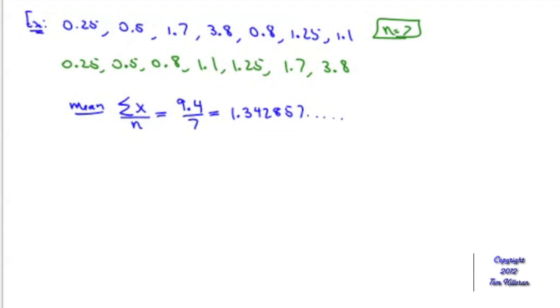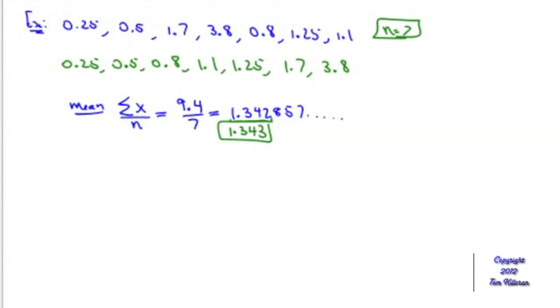Now, the maximum number of decimal places in my data is 2. The answer is going to have 3, so I need 3 decimal places. So I need to round this to the nearest, what's that, tenths, hundredths, thousandths? 1.343. So this is the answer I'm looking for. 1.343, accurate to one more decimal place than the original data.